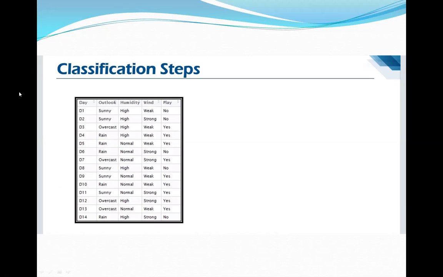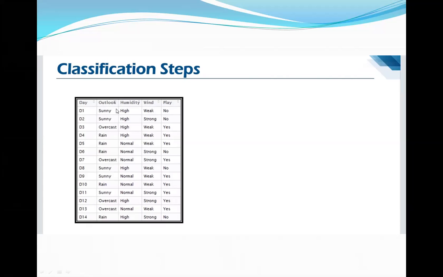So far, this is the categorical data. Here we have three features: outlook, humidity, wind. The fourth one is the target: whether the player is going to play or not. This is a very famous problem which we always use in our academic area to explain classifier algorithms, especially decision tree and naive Bayes, right? So what are we going to do now?